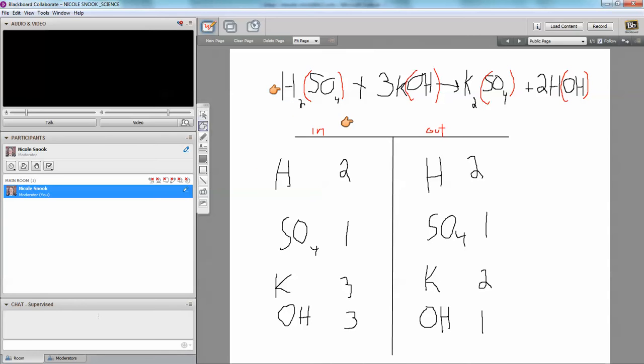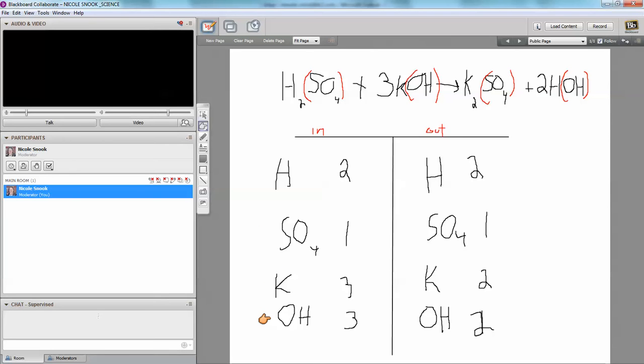On the product side, we have 2 H's as well because we have a coefficient of 2 here that multiplies all the way across. And I already see a mistake that I made. This should be 2 down here. All right. Then SO4, you have 1. Ks, you have 2. And OHs, you have 2 because this 2 multiplies across. So when you look at your T-chart, you see that your hydrogens are the same on both sides, your SO4s are the same on both sides, but your potassiums and your OHs are different.